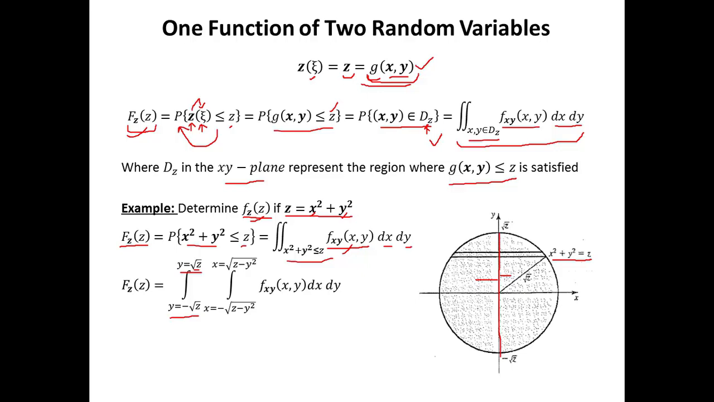That will give the limits of x: x equals minus under root z minus y², to x equals under root z minus y². So if we integrate the joint PDF for this region, or for these limits of x and y, we can easily calculate the cumulative distribution function of random variable z, and if we differentiate it, we will get the PDF of random variable z.